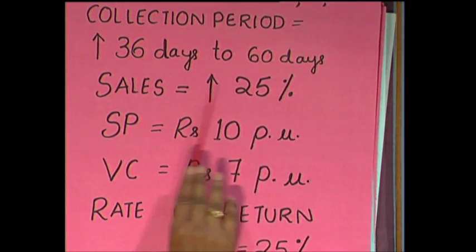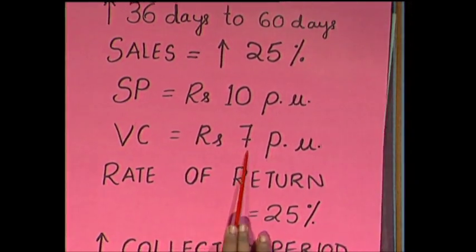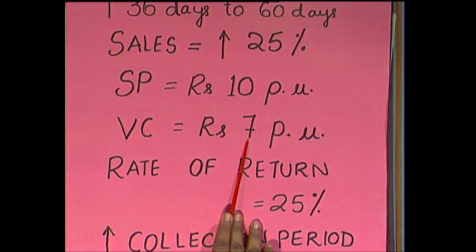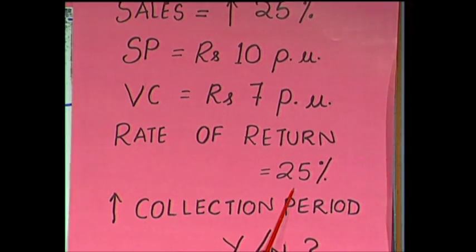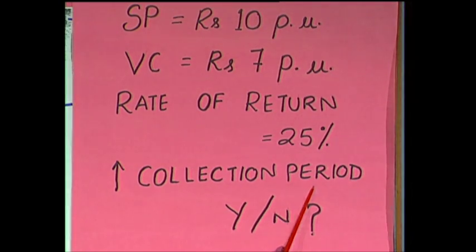Now because of loose policy, sales are going to increase by 25%, selling price is 10 rupees, 7 rupees is variable cost, contribution per unit would be 3 rupees, fixed cost remains constant, so we need not worry about the fixed cost. Then rate of return is 25%, whether increase in collection period is appropriate or not, you have to make a decision. In order to make a decision, we will see what is the benefit first we are arriving at by going to a loose policy.